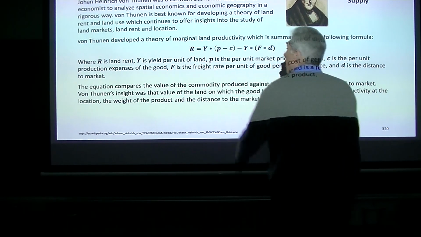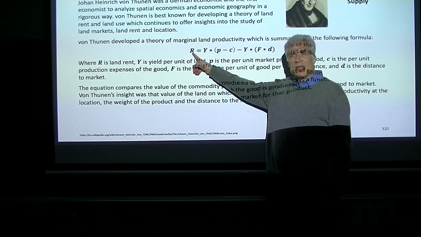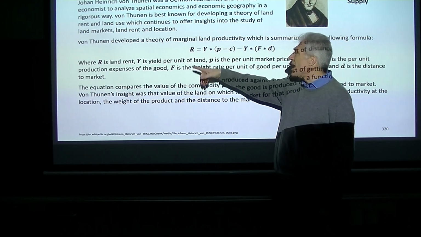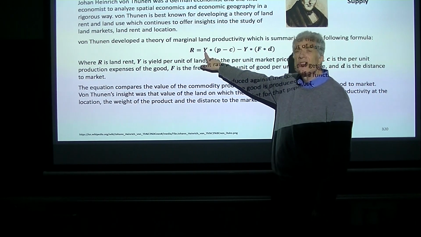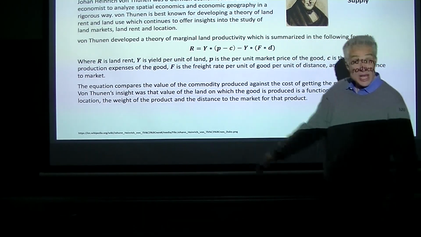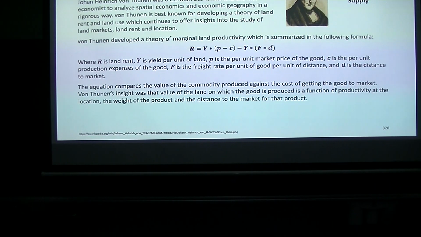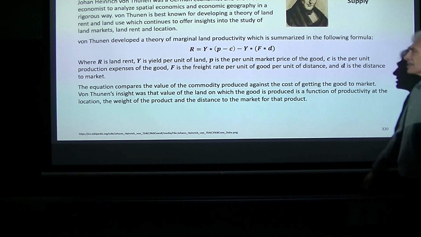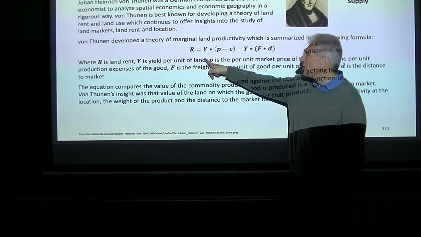And here, R is land rent. This is the ability to pay. This is what a person using the land can pay, and it's a function of, and this is thinking about crops, but we can use this in terms of other land uses as well. This model is applicable to any kind of urban land use. But here we've got yield per unit of land.